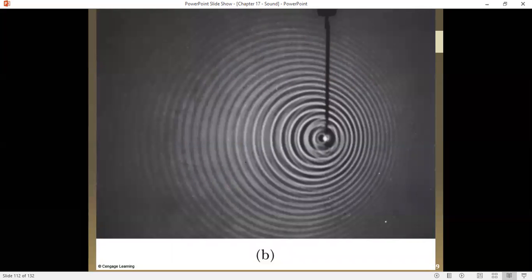And we can actually see this in a ripple pool. This is a little needle which is going up and down into the water. It's actually moving in this direction. You can see the wavelengths are shorter in front and longer behind. There's Doppler shifting.